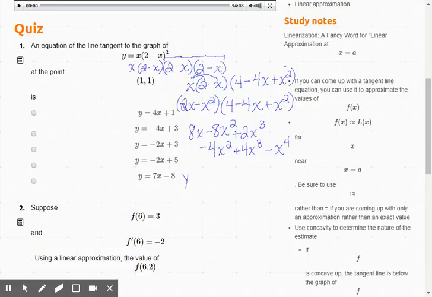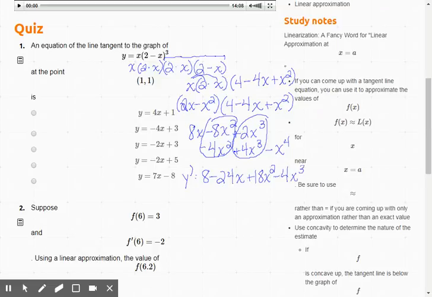Now we can take the derivative, y prime. The derivative of 8x is 8. Let's combine like terms right here. So we've got negative 12x squared. So when we take that derivative, that's negative 24x. We've got plus 6x cubed. So when we take that derivative, plus 18x squared minus 4x cubed.